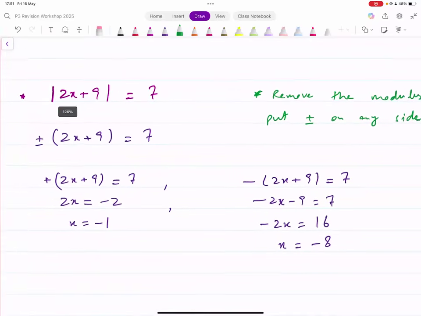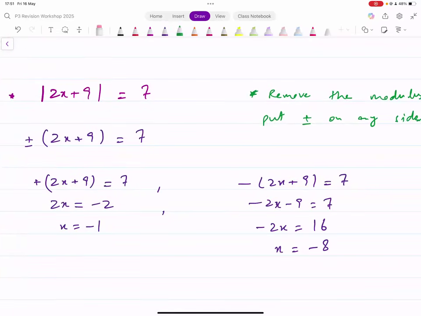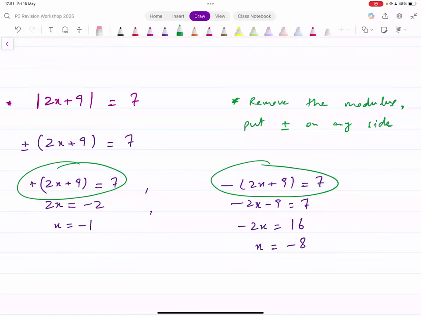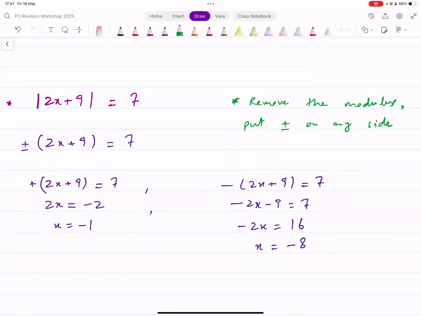You would remove the modulus sign and replace that with plus minus. Put plus minus on any one of the two sides, it does not matter. For the equations that you have in your syllabus, you can just put plus minus on any one of the two sides, remove the modulus sign, and then divide your equation into two parts, one with the plus sign, one with the minus sign. Solve those two equations, you get the values of x from that. That's how we solve equations involving the modulus sign.